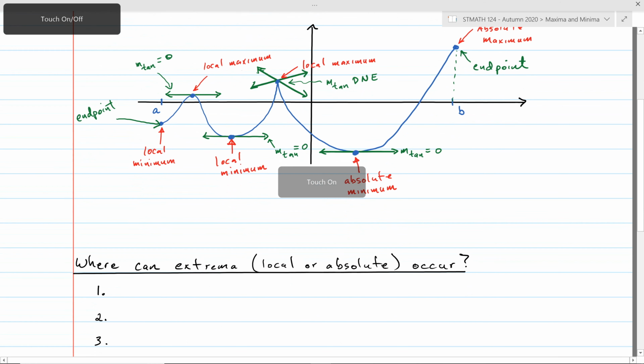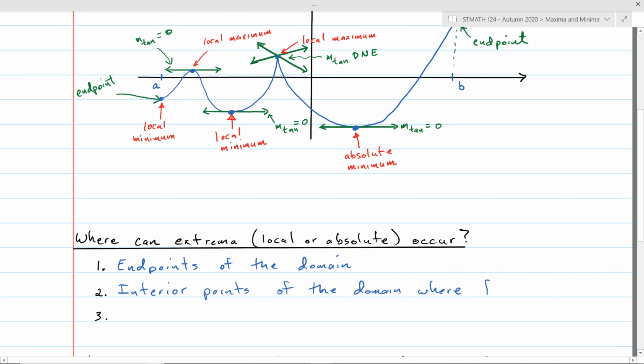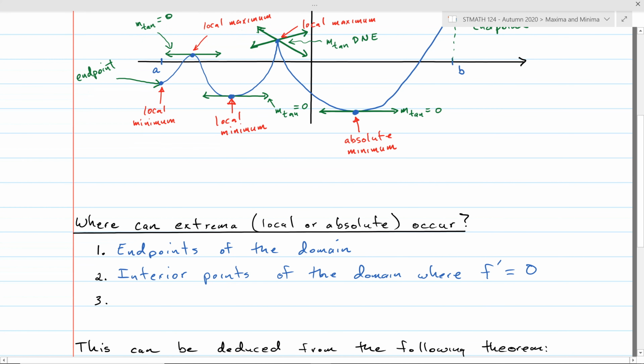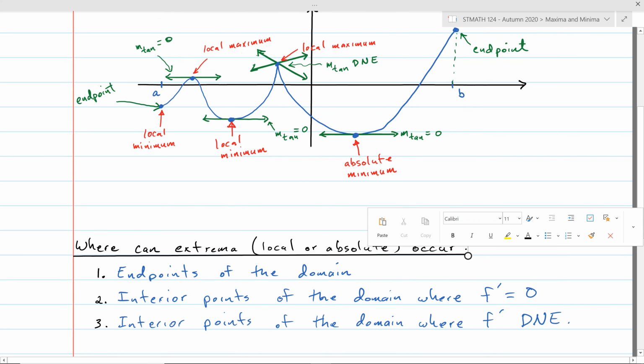So where can these extrema occur? Well, we see that it can happen at endpoints of the domain. And then we saw that it could happen at interior points of the domain where the derivative is equal to 0. And then we also saw that it can happen at interior points of the domain where the derivative is simply undefined. And really, this picture that we drew is pretty representative of all the things that can happen.